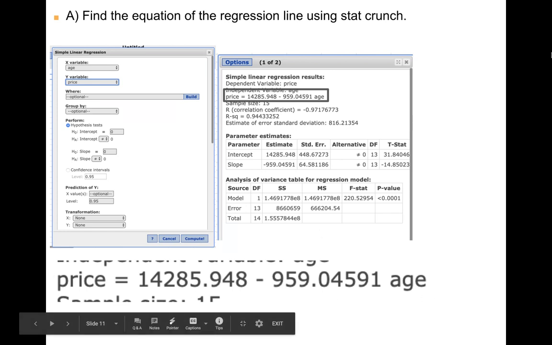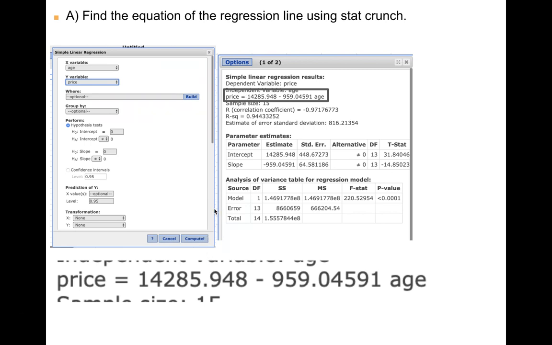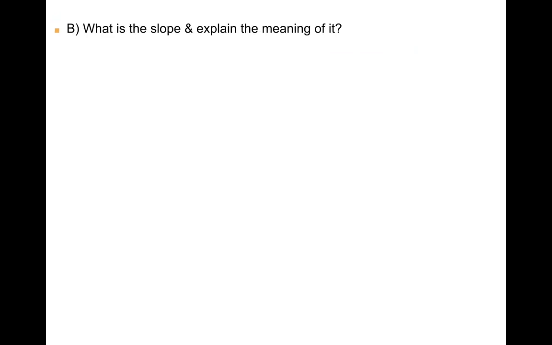Now, if we were actually doing this on Math Excel, you would want to make sure that you round to the appropriate number of decimal places. If it says to round to 2, make sure you round it to 2 decimal places. 3, make sure you round it to 3 decimal places. But this equation right here, again, the fourth line down after you hit compute, will actually give you the equation of the regression line. And that was the only thing you had to do for part A.